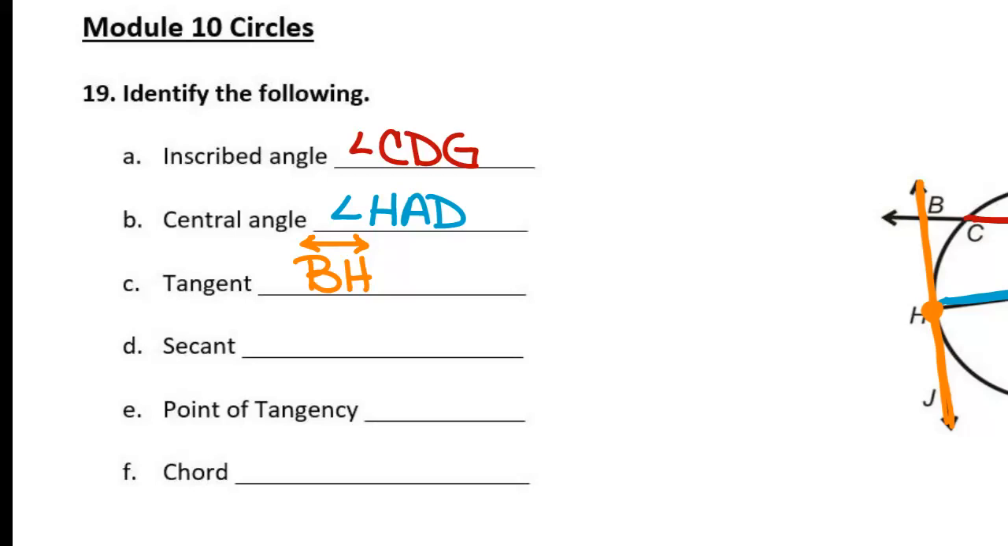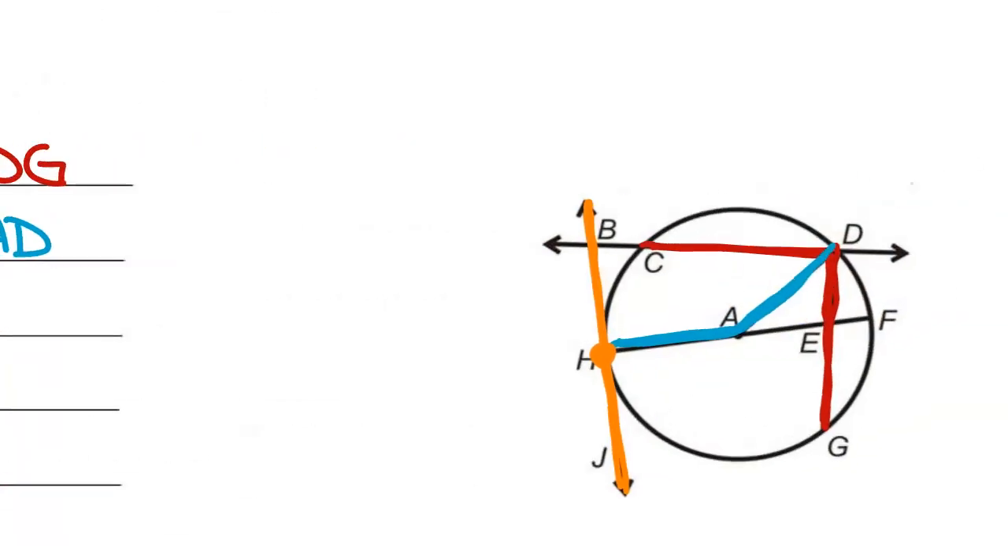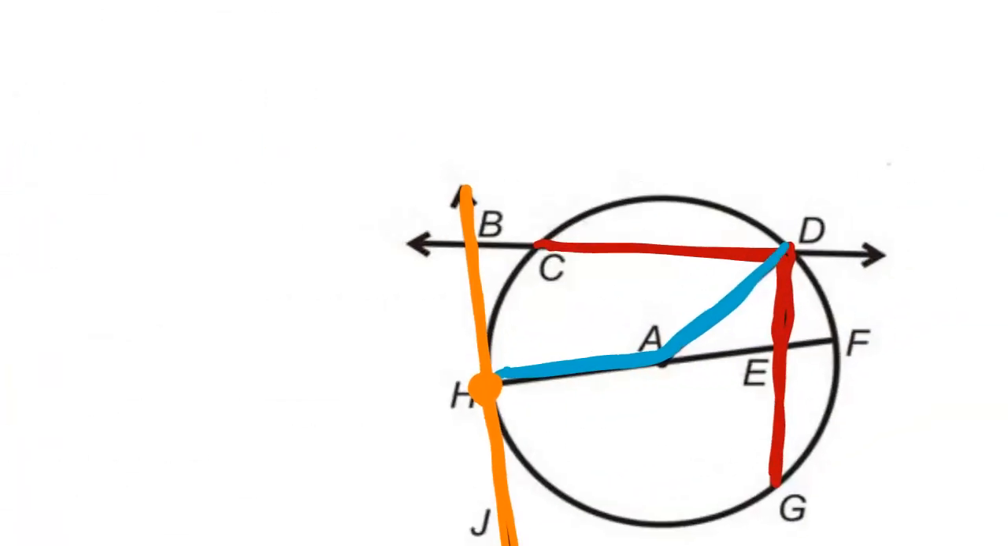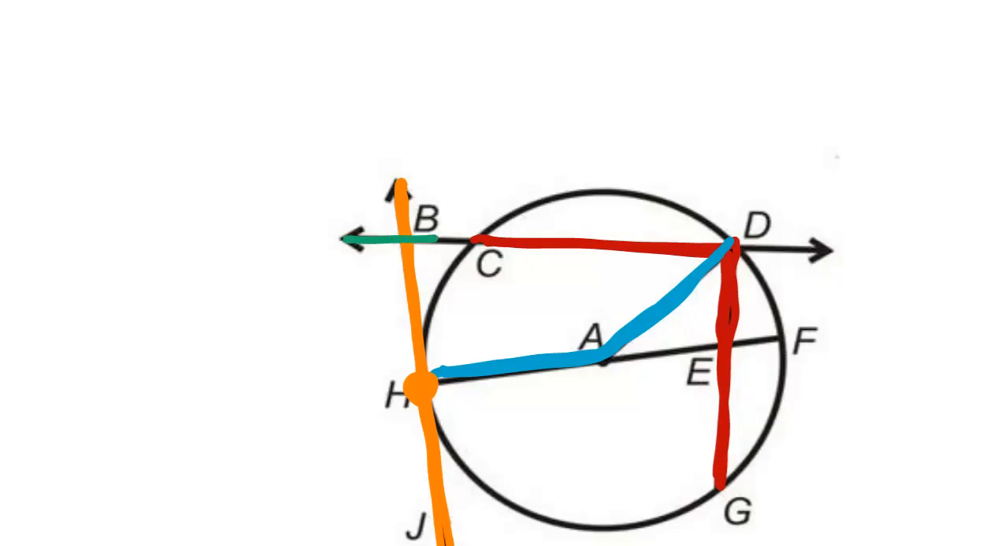A secant line goes through the circle. It does not stop at the circumference. It goes through on at least one side. So BD, or I could call that CD.